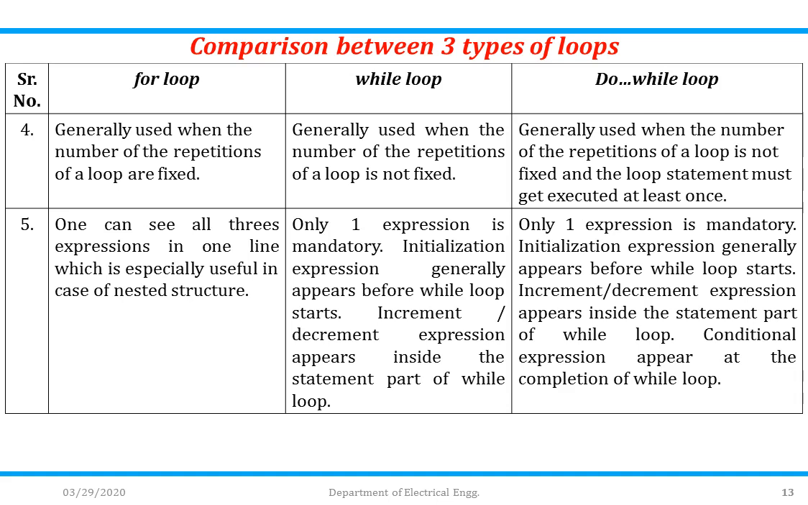Whereas in the case of the while loop, only one expression is mandatory. The initialization expression generally appears before the while loop starts. The increment or decrement expression appears inside the statement part of the while loop. Whereas in the case of the do while loop, only one expression is mandatory. The initialization expression generally appears before the while condition. The increment or decrement expression appears inside the statement part of the do while loop. The conditional expression appears at the completion of the do while.